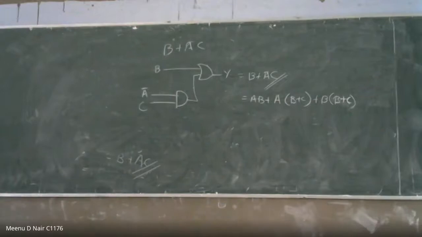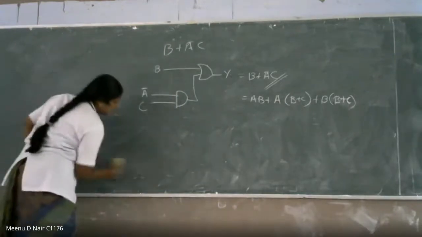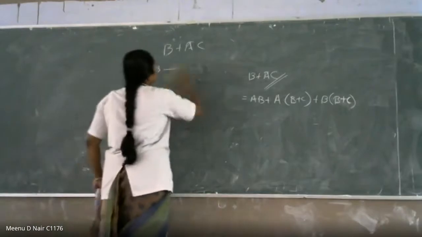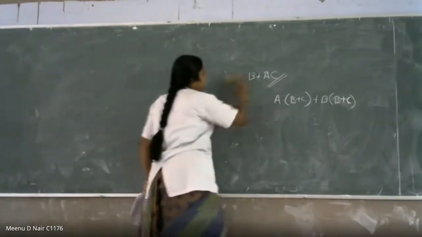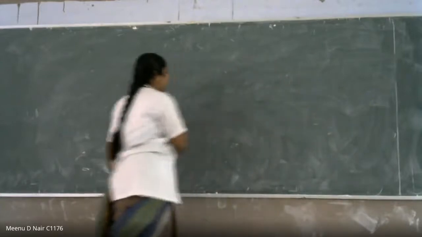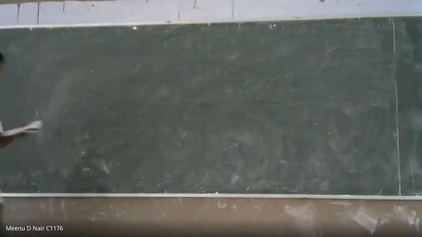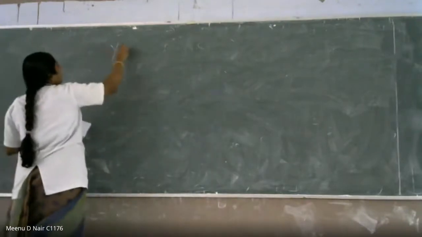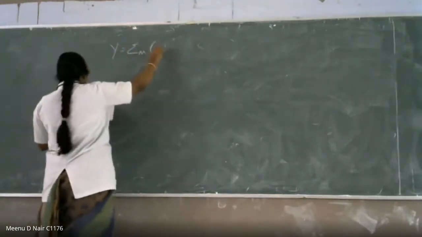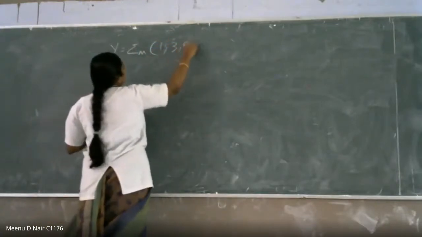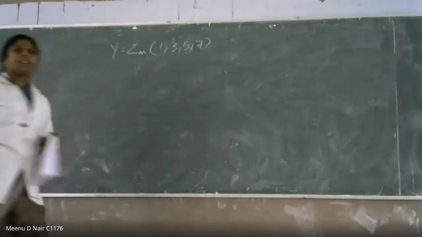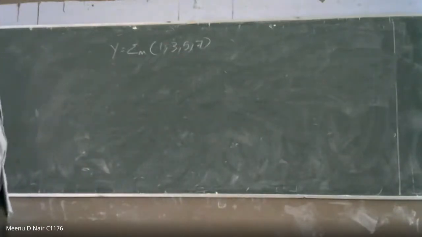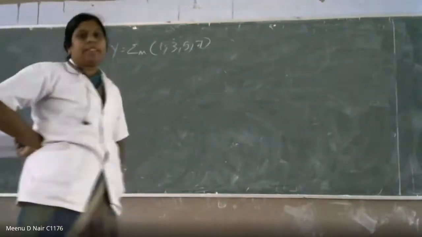Now we are doing some other problem. I hope it's clear. We have to be ready with all kinds of problems. In which way they are asking, we do not know, so we have to be familiarized with all the questions. So next question: Y = Σm(1, 3, 5, 7). Simplify the expression Y = Σm(1, 3, 5, 7).